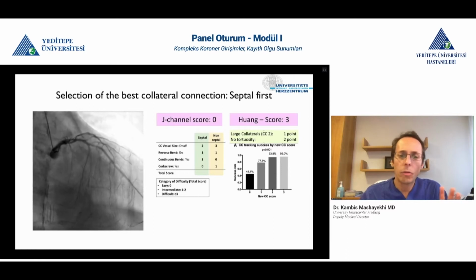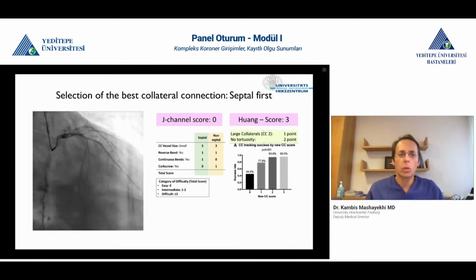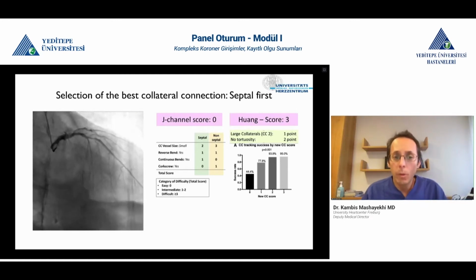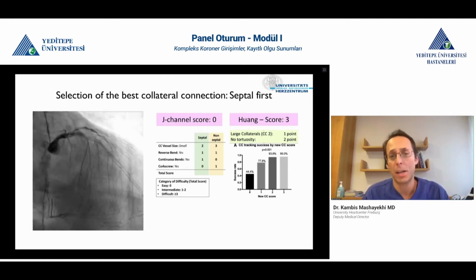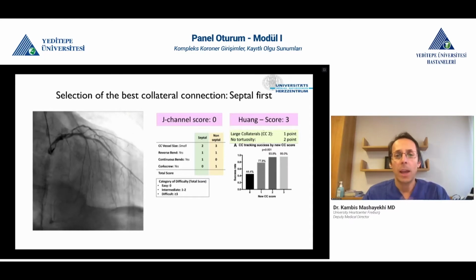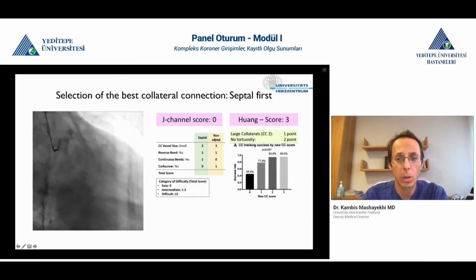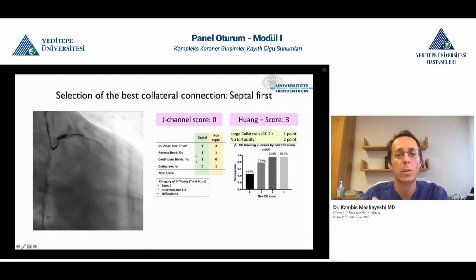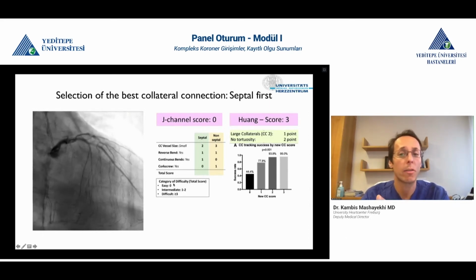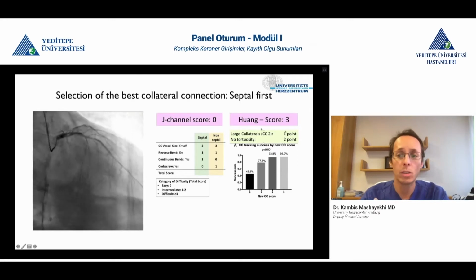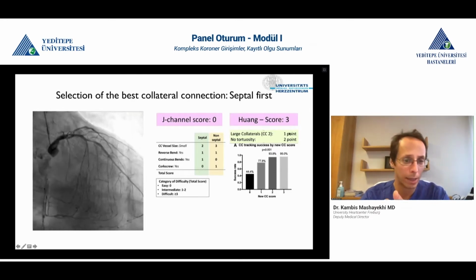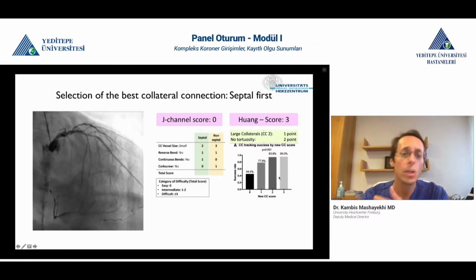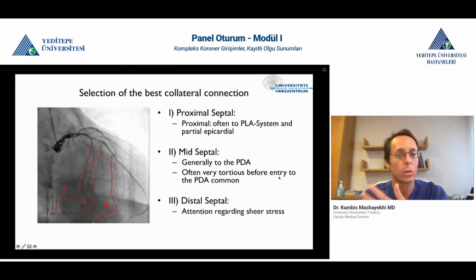It's not very often, but it's also not so rare that you have such scenarios where even a workhorse wire with a little gentle handling may pass. And here you can see that the J-channel score is 0 because we don't have small, we have big CC collaterals, we don't have bends, right? So they're very likely to pass. And the Huang score is 3 because we have big collaterals, CC2, and no tortuosity. So the chance is very likely to pass also on the score.